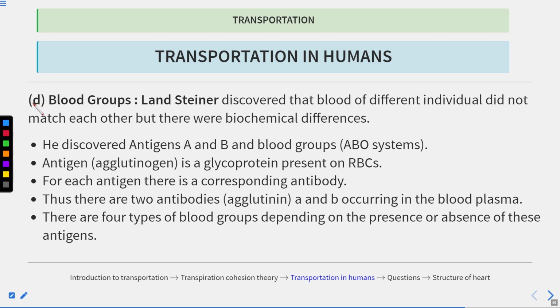Now let's study about the blood groups. Okay, so blood groups, you already know they are of 4 types: A, B, AB and O. So Landsteiner discovered that the blood of different individuals did not match each other, but there were some biochemical differences. So biochemical differences means there is some difference in the presence of the antigen. We know about the Rh antigen also, and we know about the A antigen and the B antigen.